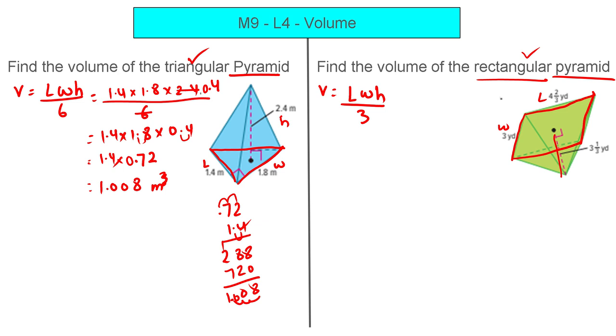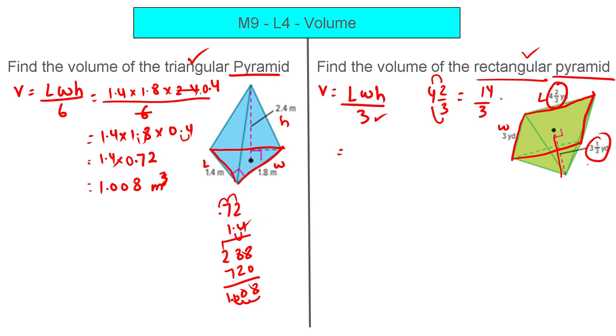Understood? Here same thing. Just you have to divide 3 this time. Okay. First of all, let us change it into a fraction. I told you how, right? 4 and 2 over 3 means 3 times 4, 12. 12 plus 2, 14. So 14 over 3.